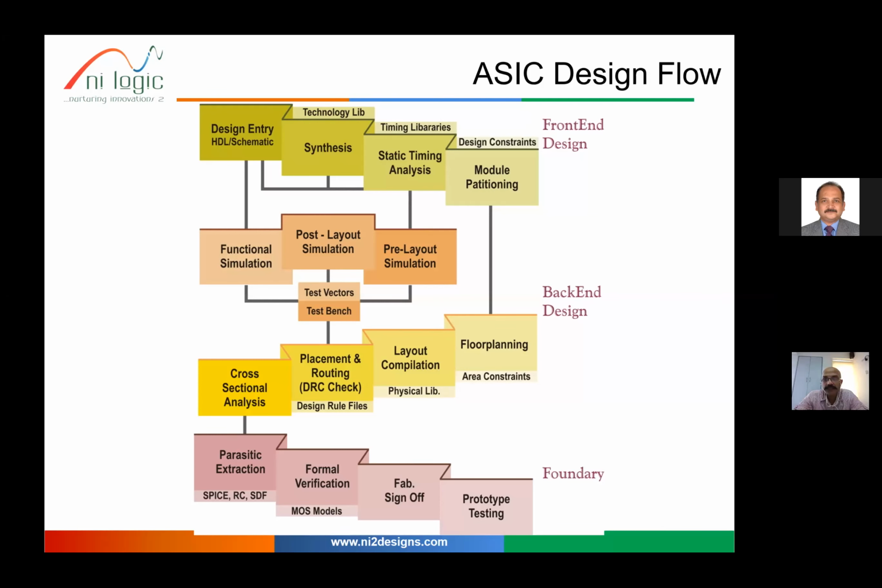So yesterday we talked about the ASIC design flow, and I will be explaining more on it. I will not cover it in a very deep manner, but I will give you a good idea of what you understand by a design flow and what the different stages of design are. Yesterday we talked about how it is divided into three parts: front end design, back end design, and the foundry side.